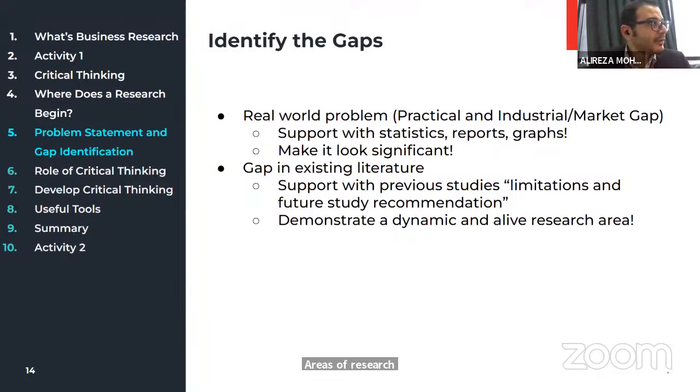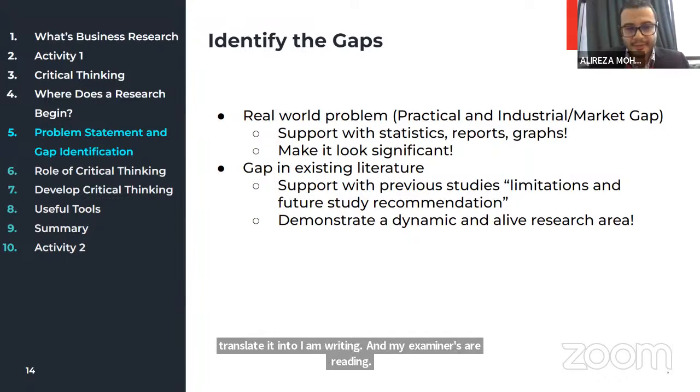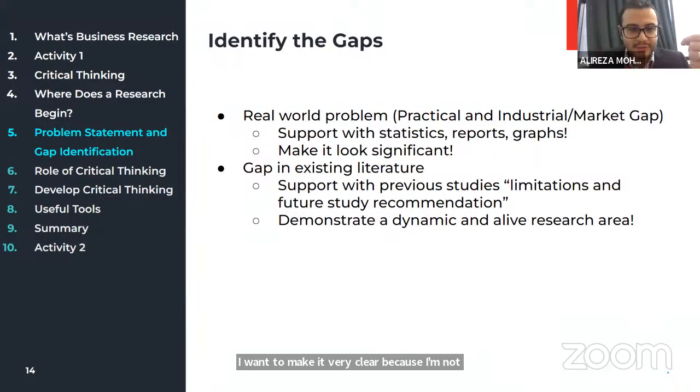When you are preparing your problem statement, you translate it into: I am writing and my examiners are reading. I want to make it very clear because I'm not there to explain. They should get everything from my script, right?